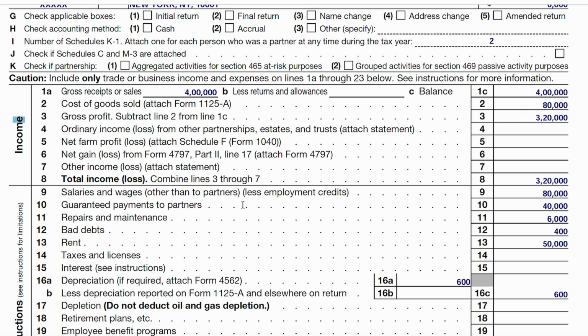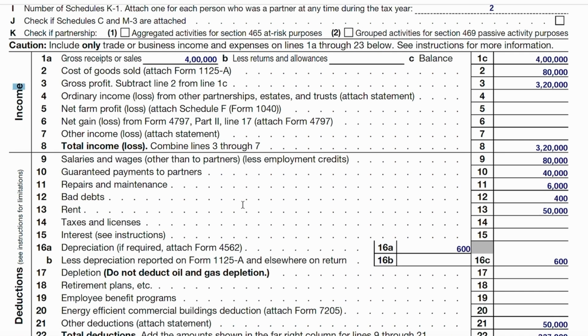From this gross profit, there are some deductions a partnership is allowed. The first deduction is salaries and wages. Remember, this is salaries and wages not to partners but to employees. And if a partner is getting some salary, that is called a guaranteed payment. So why is it that a partner could get a salary? Let us say that out of the two partners, Adam and James, James is getting a guaranteed payment of 40,000. Adam is not getting this guaranteed payment.